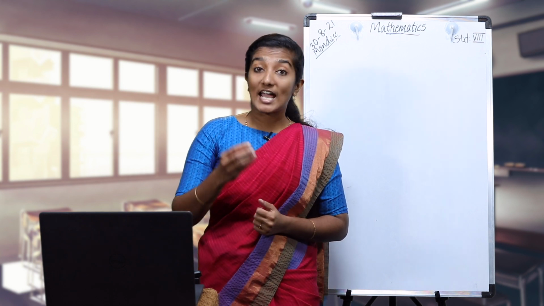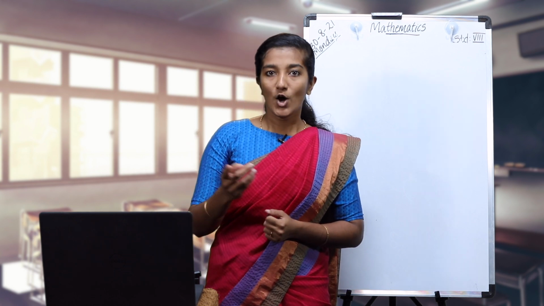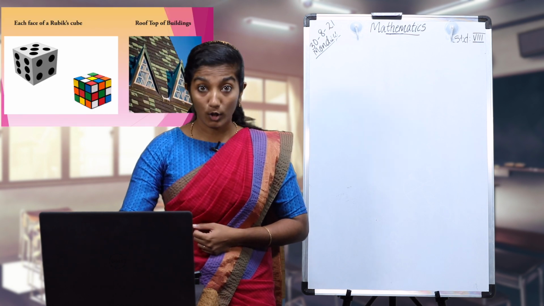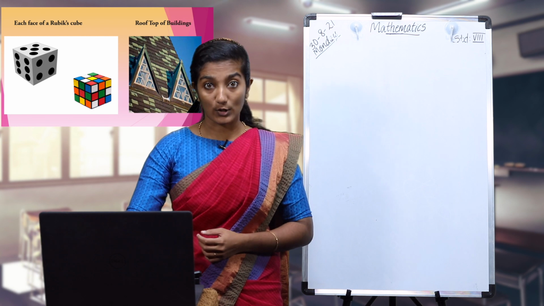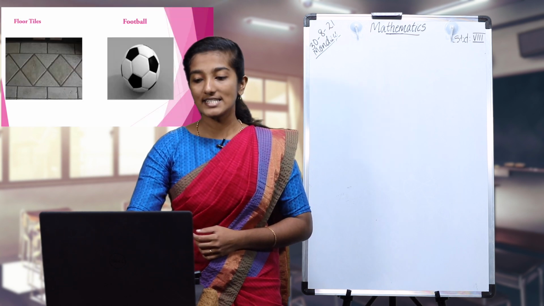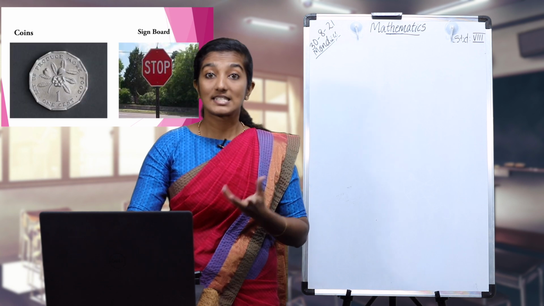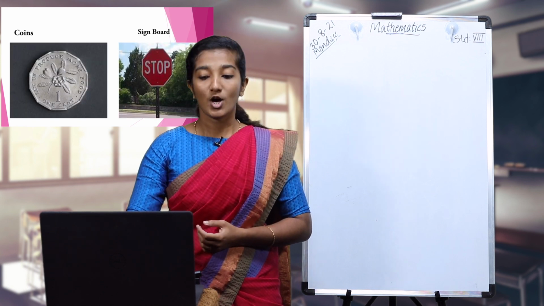Okay, very good. Lines on the body of a giraffe. Okay, then some floor tiles. Okay, I will show you a PowerPoint presentation. Can you read that? Lines on the body of a giraffe, raw beeswax, rooftop of buildings, each face of a Rubik's cube, floor tiles, football, ball, swing sets or play sets, certain coins, signboards. All these are examples for polygons from our real life situations.